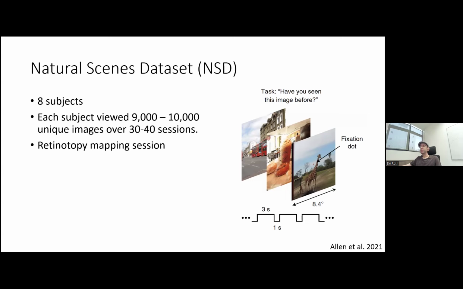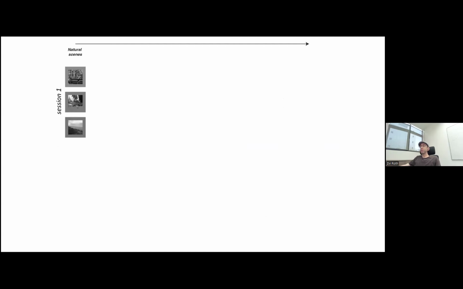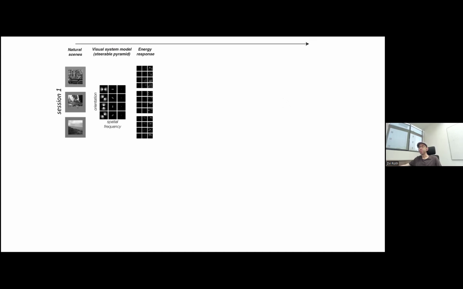So how do we use this dataset to test for representational drift? We used a model fitting approach. And this is a model that was designed for primary visual cortex, for V1. So we're going to be analyzing V1. Okay, we took all the 10,000 images and we first passed them through a steerable pyramid model, which consists of a set of filters where each filter corresponds to a certain spatial frequency and orientation. And the filter response tells us how much energy each image has for each combination of frequency and orientation.